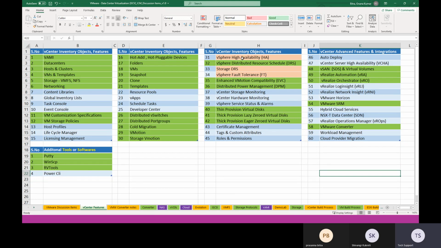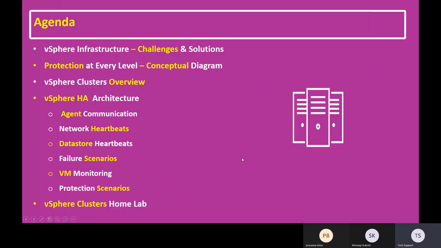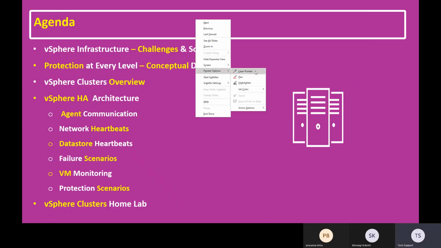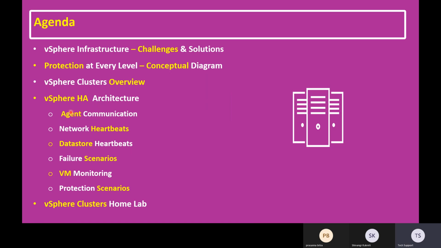And today, within the vSphere cluster features, one of the main key features is high availability. That one we are going to cover. Okay, so let's minimize and see the agenda. Today's agenda is mainly focused on vSphere HA. But before we start the HA architecture, we'll quickly recap our previous discussion: vSphere infrastructure, what the main IT infrastructure challenges are, what solutions are provided by VMware, and also protection at every level. We can also review the conceptual diagram and vSphere clusters overview, and then we'll start with high availability.